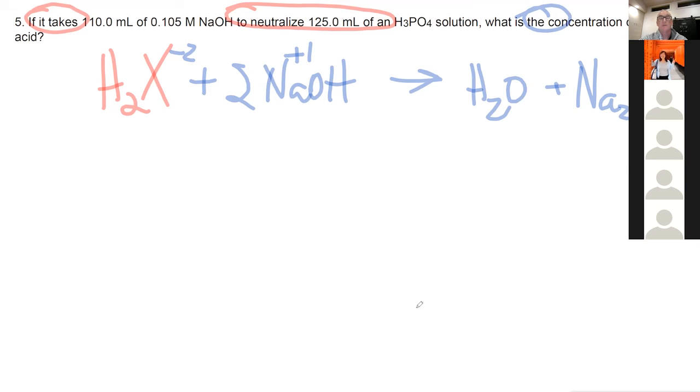So the last one we did was actually a triprotic acid. It was phosphoric acid, which had 3 protons. So we call that a triprotic acid. So we need to have 2 moles of sodium hydroxide, and that's also going to give us 2 moles of water. So now it's balanced. So where do we go from here?